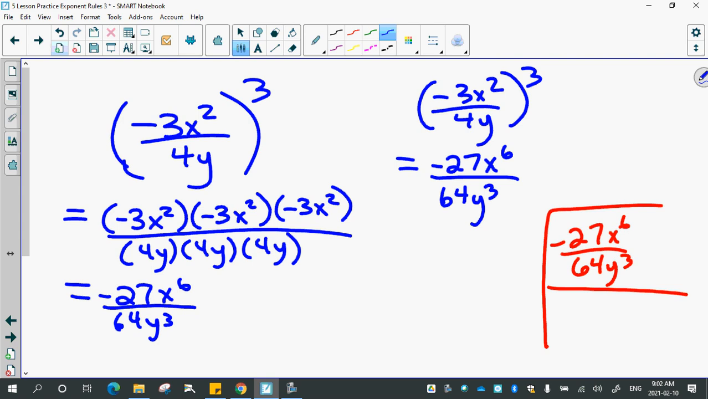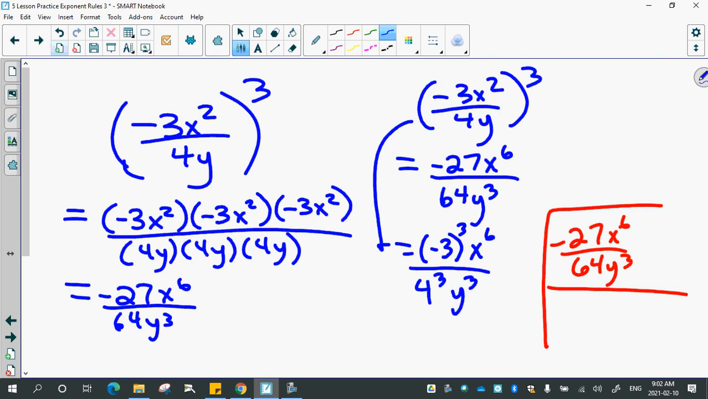Okay, and then I had people writing in the middle step, which should have looked like this with the brackets: negative 3 cubed, x to the 6, over 4 cubed, y cubed, and then figure those numbers out.